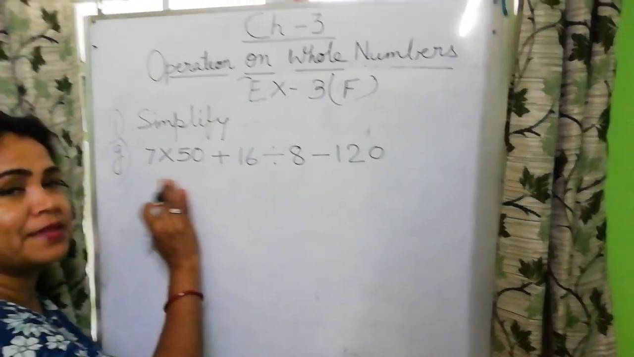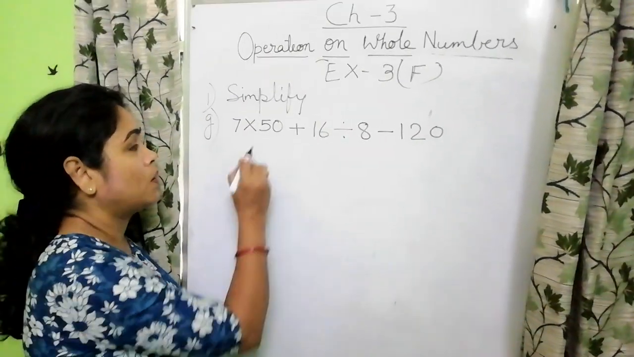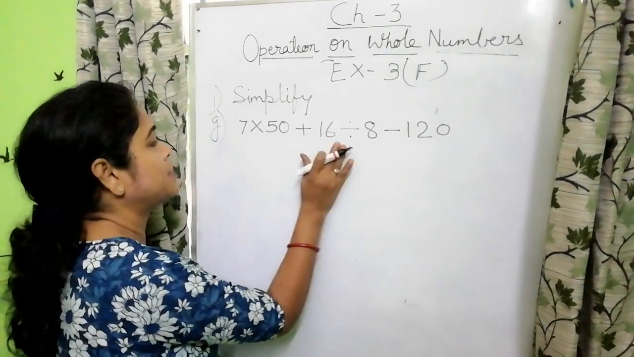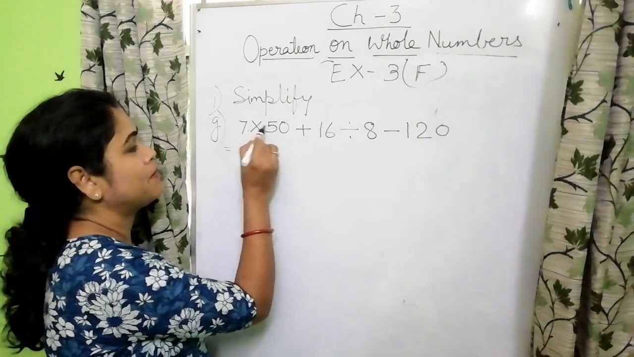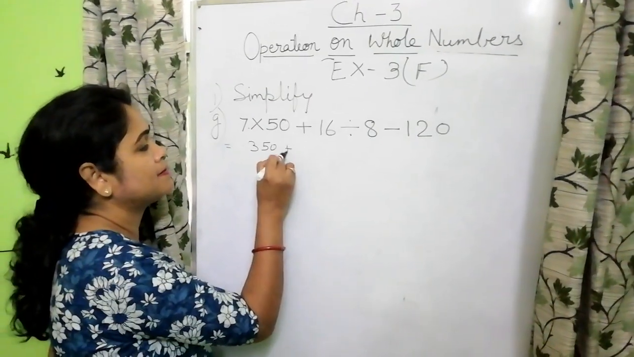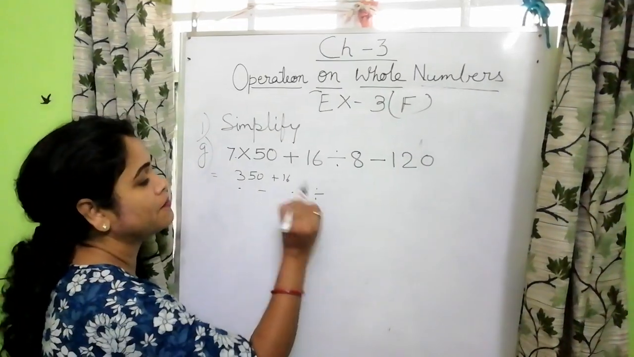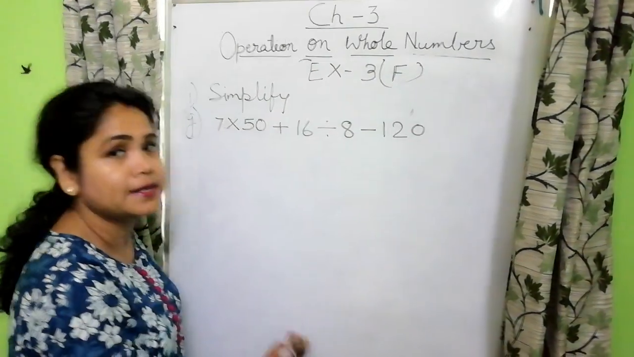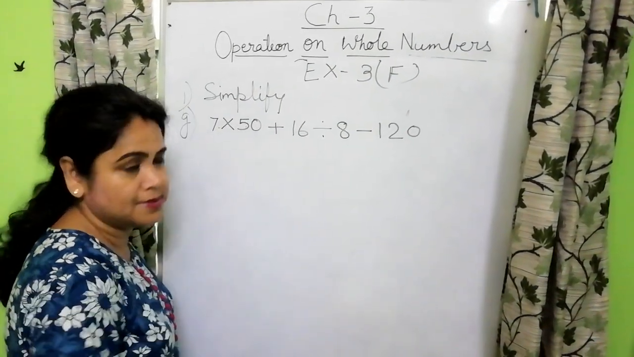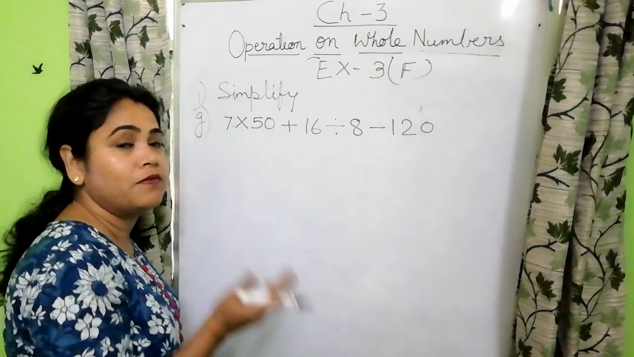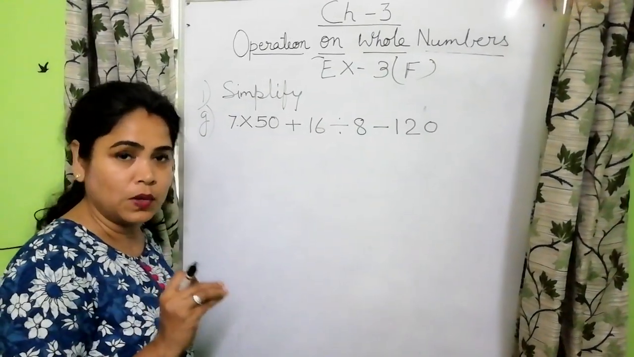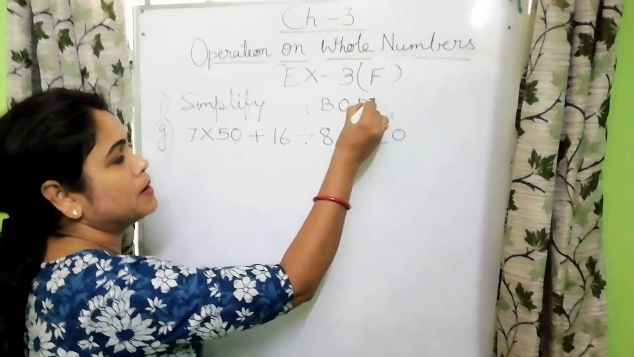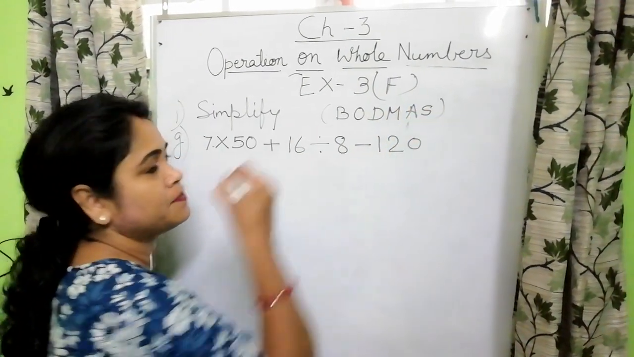Now we have to solve this question. So we cannot do like first multiplication is there, so we will multiply, then addition is there, then we will add. Suppose I am doing according to simple rule, 7 5s are 35, so 350 plus 16, then we will add this, then we will divide. The process is wrong. Finally whatever we will get, that will not be the exact answer. So we have to remember that we will follow the order given in the BODMAS rule. And the order is bracket, of, division, multiplication, addition and subtraction.